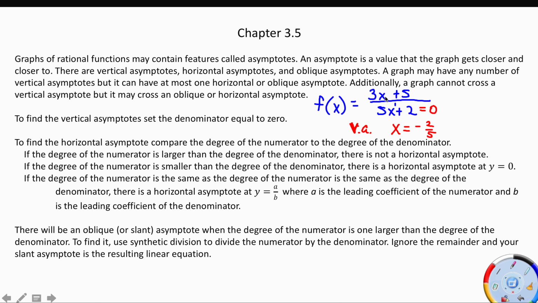However, if the degree of the numerator is smaller than the degree of the denominator, in this case, the degree of the numerator is 0 and the degree of the denominator is 1, so smaller than the degree of the denominator, there is automatically a horizontal asymptote at y equals 0.